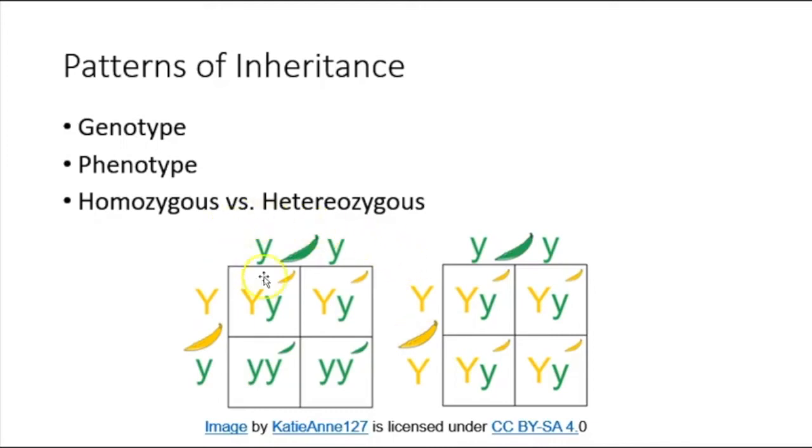So if you have two copies of the lowercase y, that green lowercase y, you are homozygous. Or if you have two copies of this uppercase Y, that happens to be yellow, you are homozygous. If you have two different copies of the gene, so on one chromosome you have an uppercase, and on the other you have a lowercase, that makes you heterozygous. So you can see that here. There's an uppercase Y and a lowercase y. And that's important because of the way we pass our genes on and what we express. So let's look at that on the next slide.